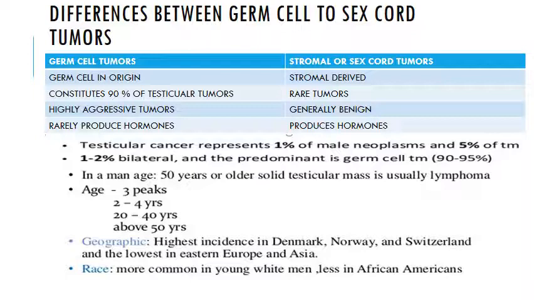When we see geographic distribution of testicular tumors, it is usually common in the Nordic countries, or what we call the Scandinavian countries, that is Denmark, Norway, Sweden, and it is less common in Asia. And when we see the race, it is usually common in white men when compared to African Americans.